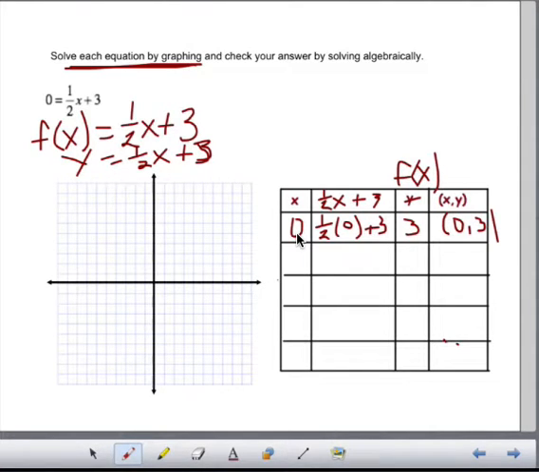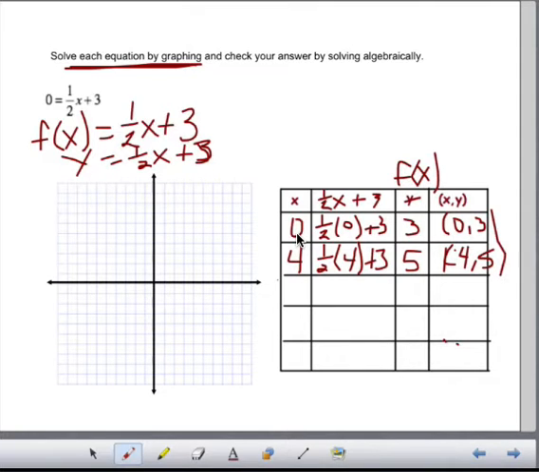All right, maybe do some other ordered pairs. What if I did, just to make life easier, x is equal to 4, because I know when I multiply by 1/2, that's just going to be 2. And I don't want to have to deal with decimals if I don't have to. So 1/2 times 4 plus 3. Well, 1/2 times 4 is 2, and 2 plus 3 is 5. So my ordered pair is 4, 5.